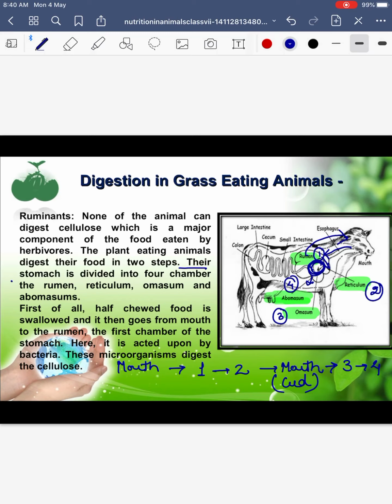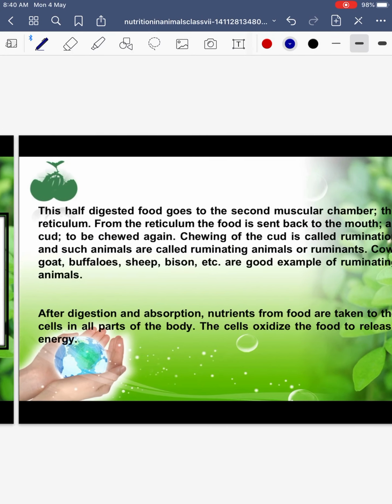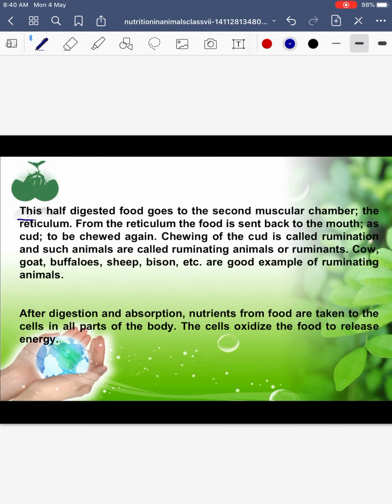Their stomach is divided into four chambers: rumen, reticulum, omasum, and abomasum. First of all, half chewed food is swallowed and goes from the mouth to the rumen, the first chamber. It is acted upon by bacteria, and these microorganisms digest the cellulose. This half digested food then goes to the second chamber called reticulum. From reticulum, the food is sent back to the mouth as cud and chewed again. Chewing of food is called rumination, and such animals are called ruminants.